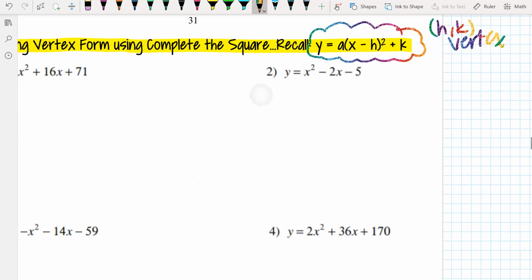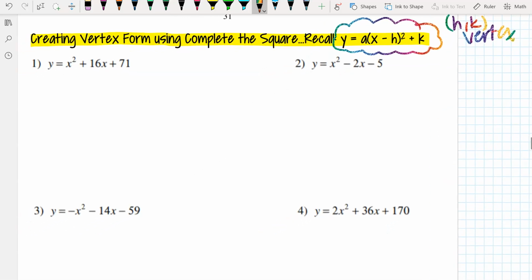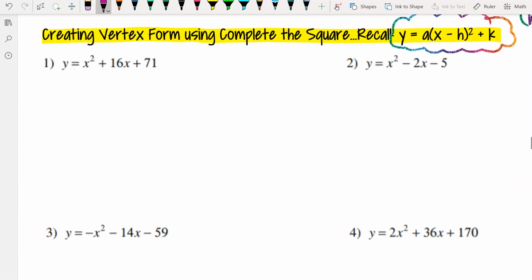So we're going to create this vertex form, and it's really important that you see this now because you're going to be doing it in Algebra 2 and in pre-calc. So, having me in a couple years, you are going to be expected to do this.